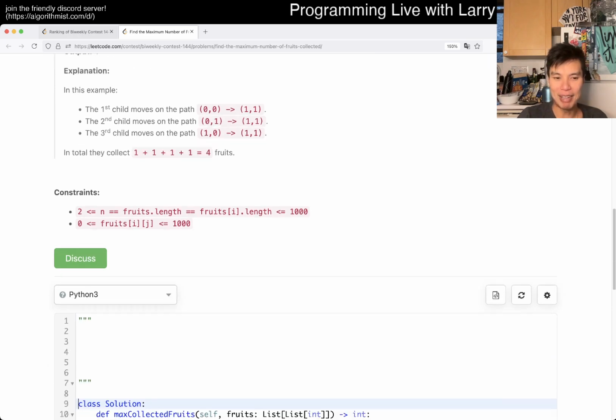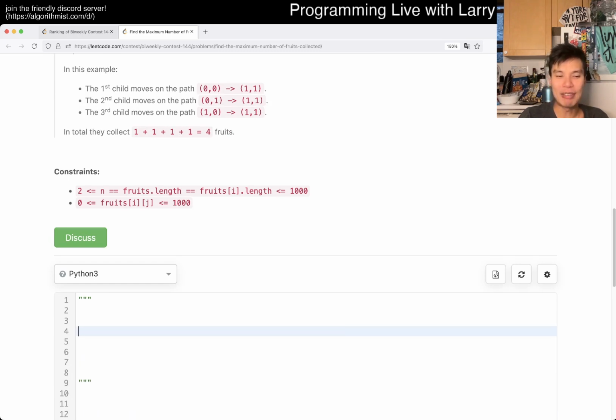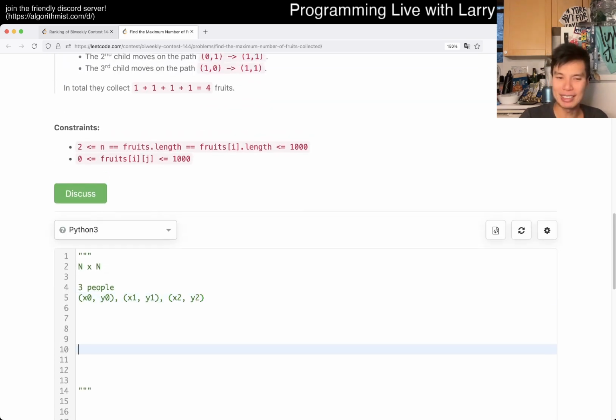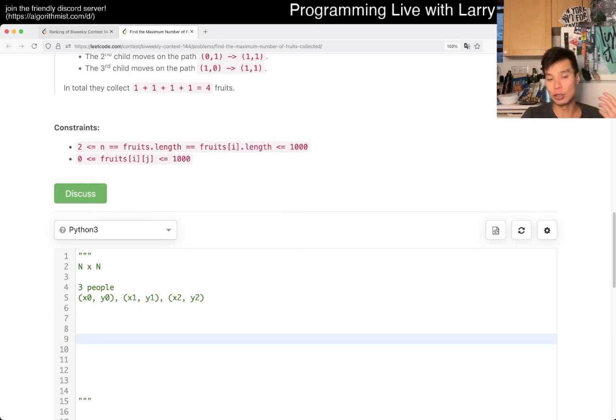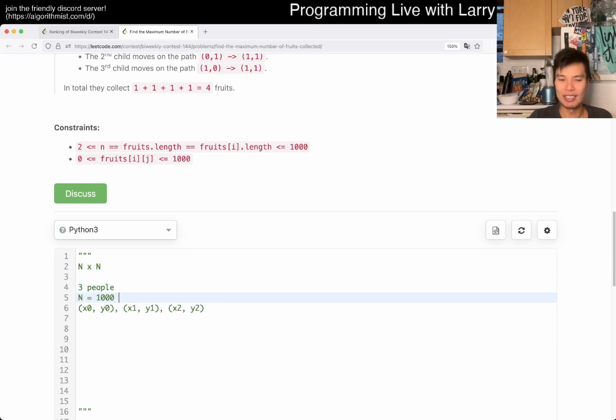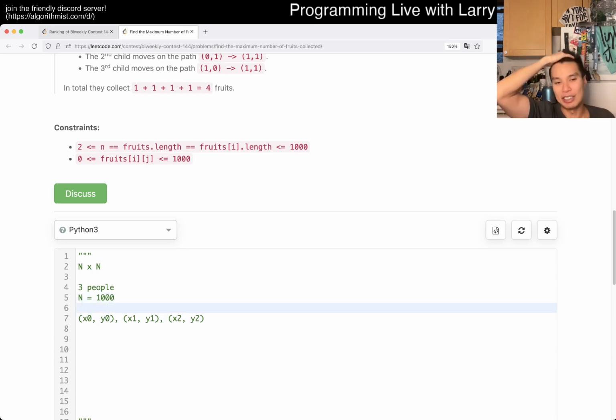So you have an n by n matrix. No spoilers. So you have an n by n matrix. So then you have three people. You have maybe x0, y0, x1, y1, x2, y2. And if you do dynamic programming in this way, it is going to be too slow, right? N goes up to 1,000, right? So if you look at all the possibilities, it is going to be too slow. So what can you do?